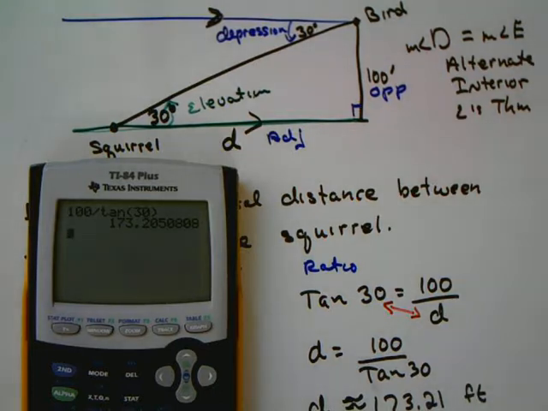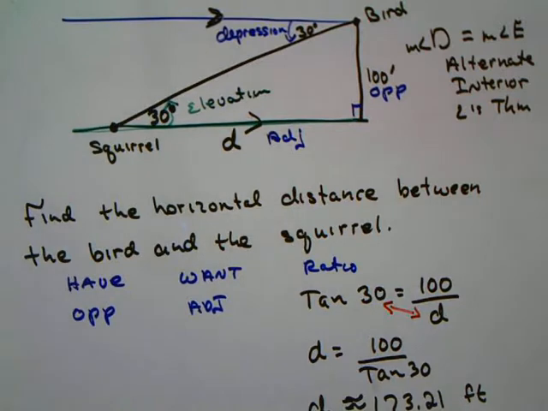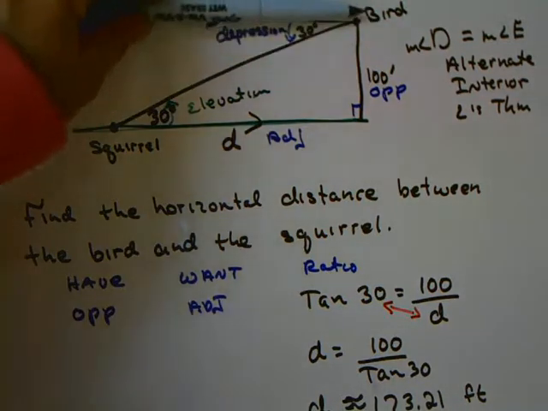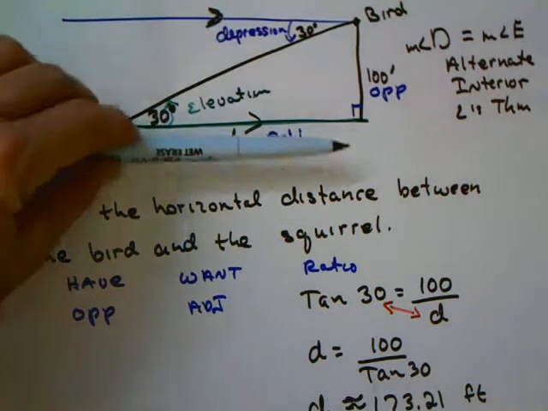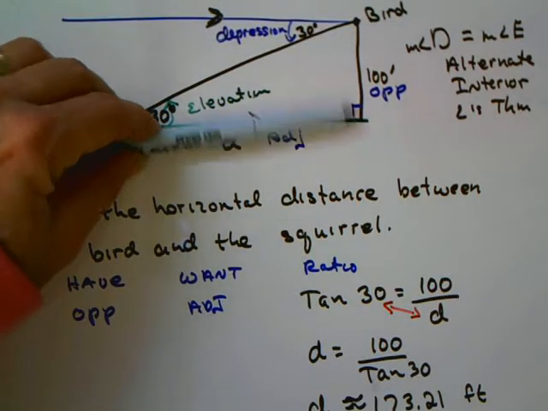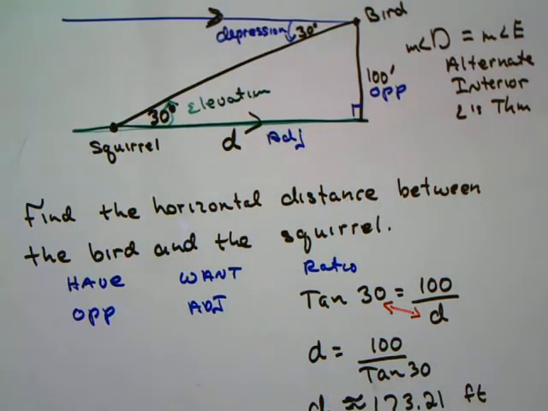Remember, depression, from where you're looking, you look down. Elevation, from the horizontal, you look up. And angle of depression is always congruent to angle of elevation by the alternate interior angle theorem.